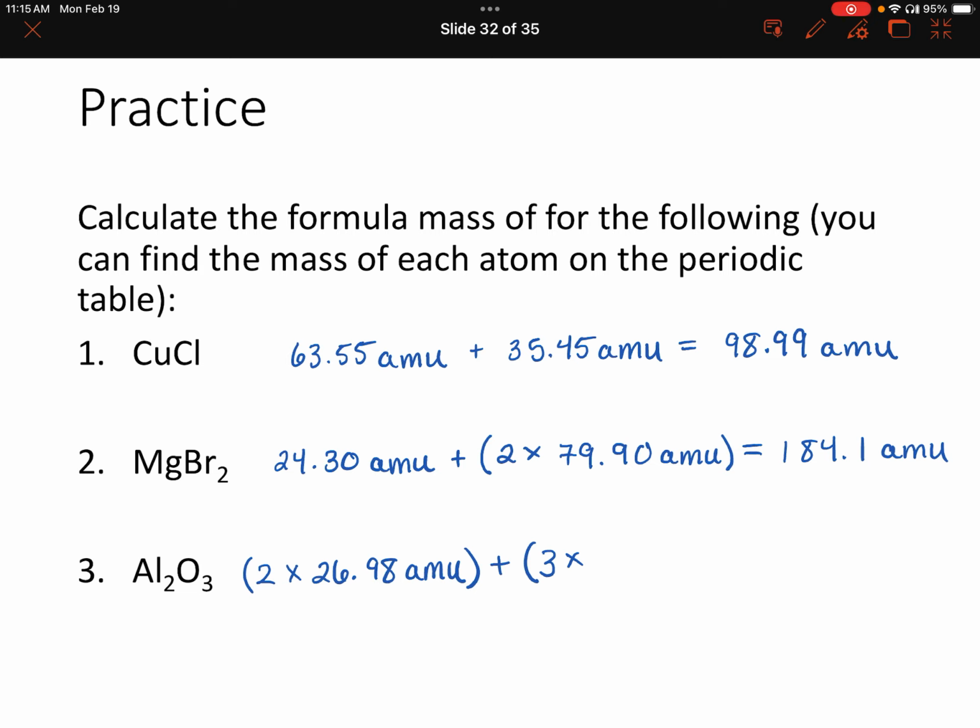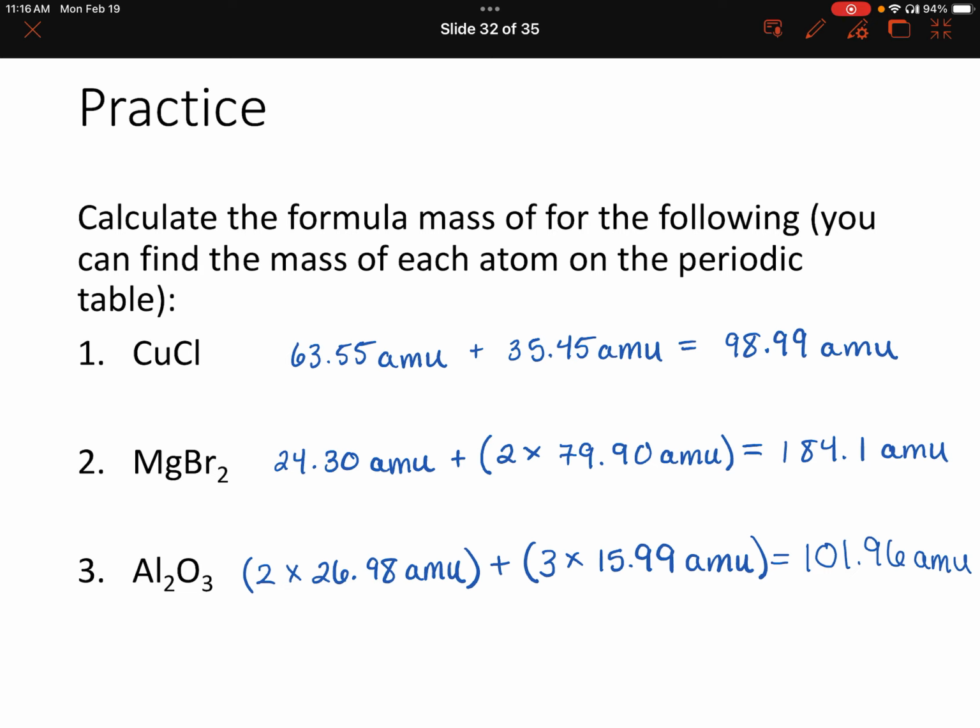And the mass of oxygen is 15.99 AMU. Now, sometimes, depending on the version of the periodic table you have, they'll list oxygen's mass as just 16. And then others will keep it at 15.99. But it's just a difference of 0.01. So you should still get the same answer even if you used 16 AMU. All right, so the final mass here, we get 101.96 AMU. So not too bad, right?